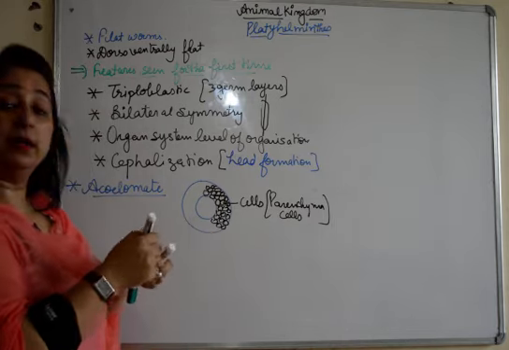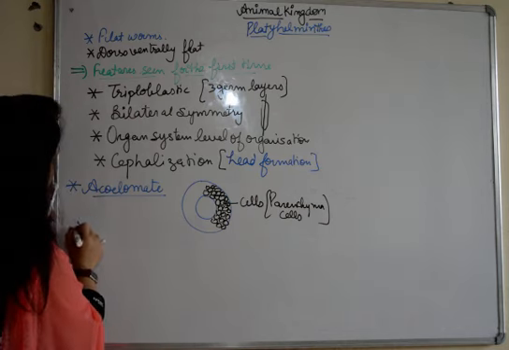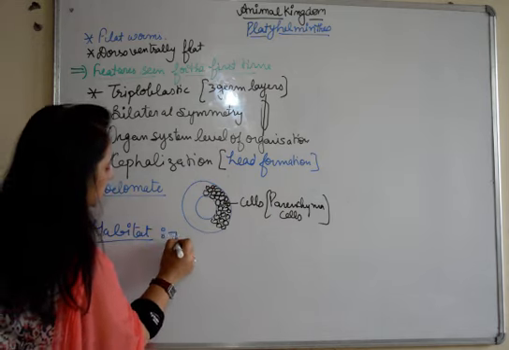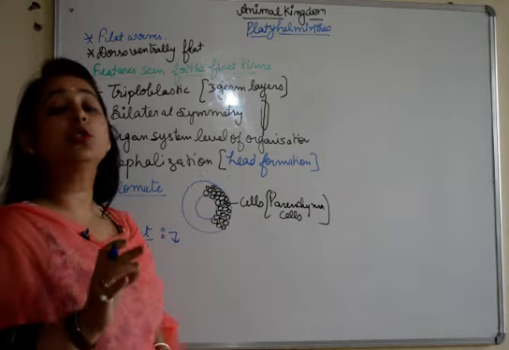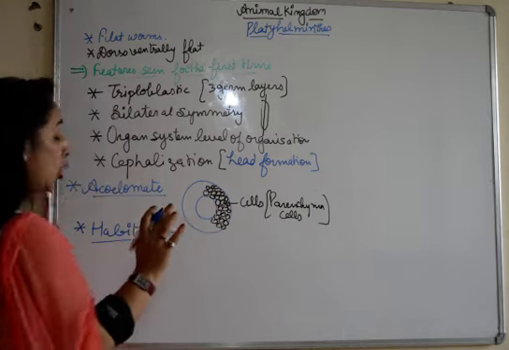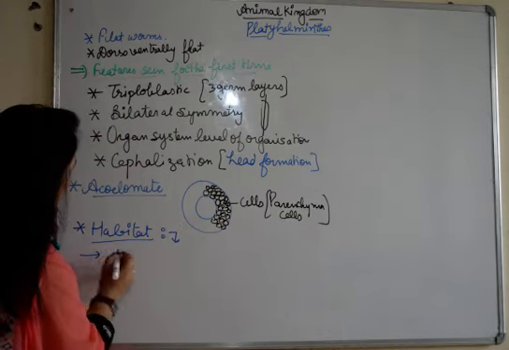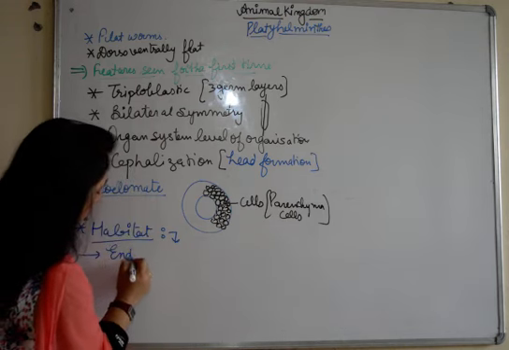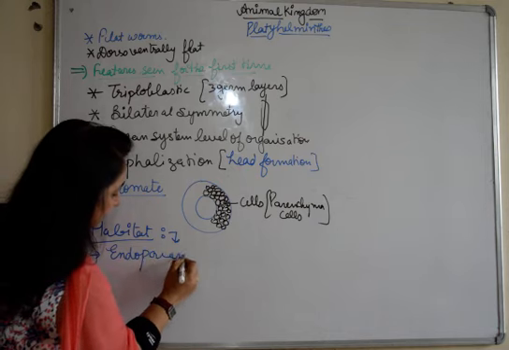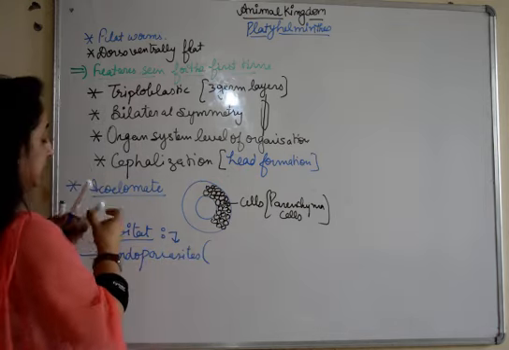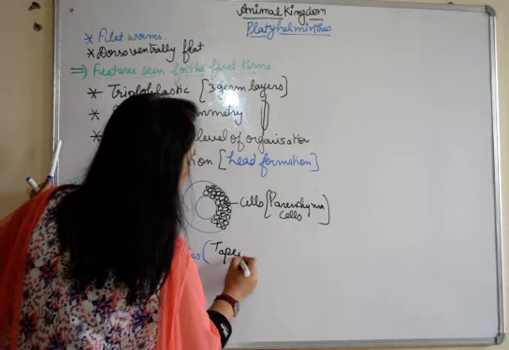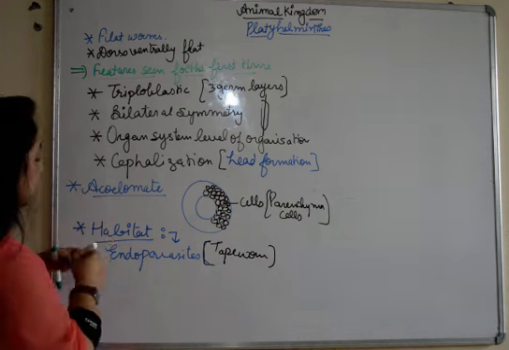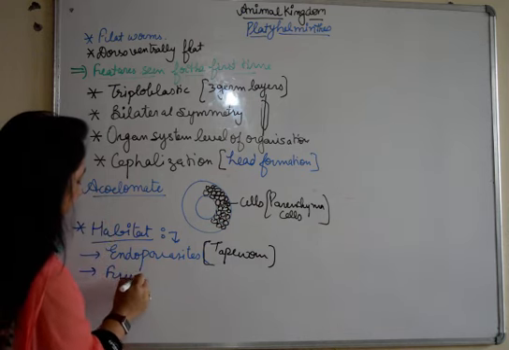Now talking about the habitat. The platyhelminths are basically parasites. Most of them are parasites. So the habitat would be that they act as endoparasites. Example is tapeworm, a very common example of flatworms. Next is they are also free living.